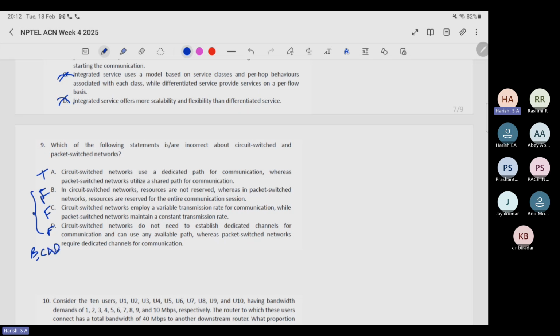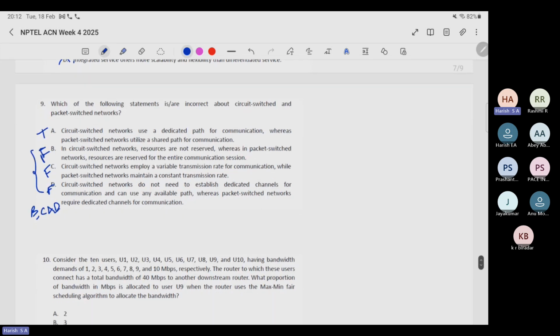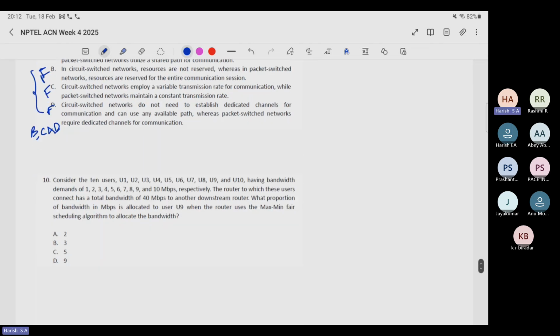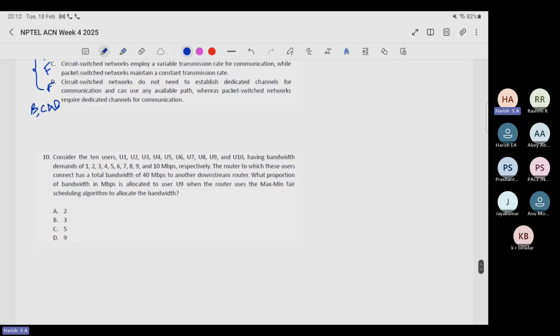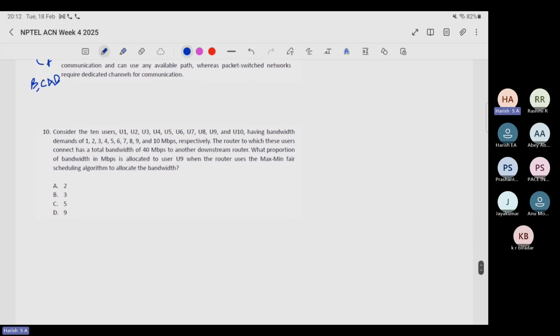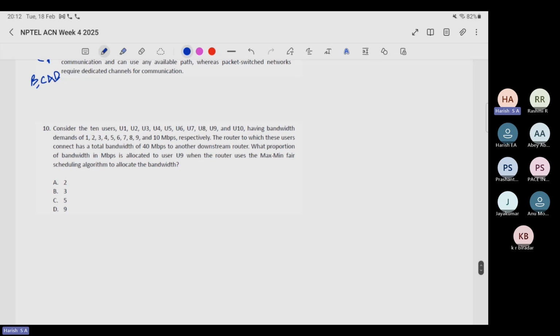I know I'm going fast through all these questions. If you didn't understand any of these, you can raise your hand right now as well. So consider the 10 users. This is also similar to that fair share or maximum question that we solved, and the answer to this question is C5. You can verify. You can do this for yourself.